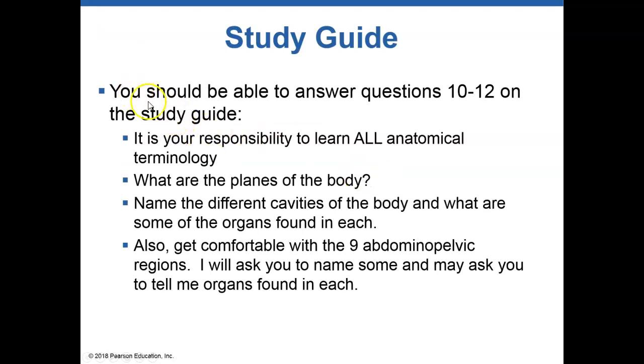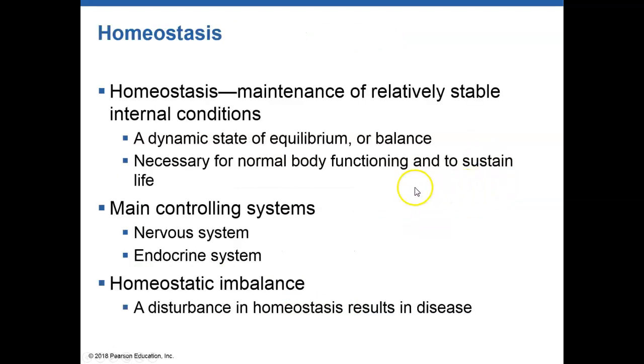So at this point, you can now go through and answer questions 10 through 12 on the study guide: all the anatomical terminology, the planes of the body, the different cavities. Also get comfortable with the 9 abdominal pelvic cavity regions because you will be expected to know them and know the organs found in each, which I did tell you some. I'm going to stop here and we'll go through homeostasis in the next video.